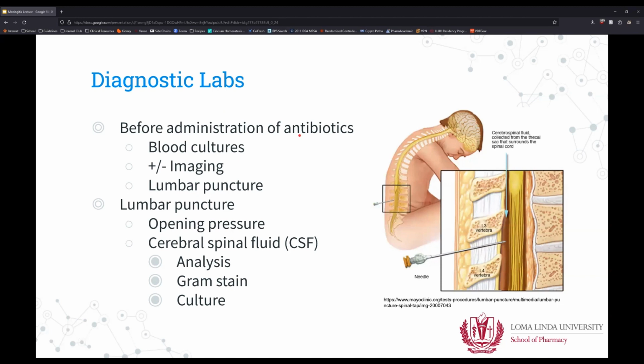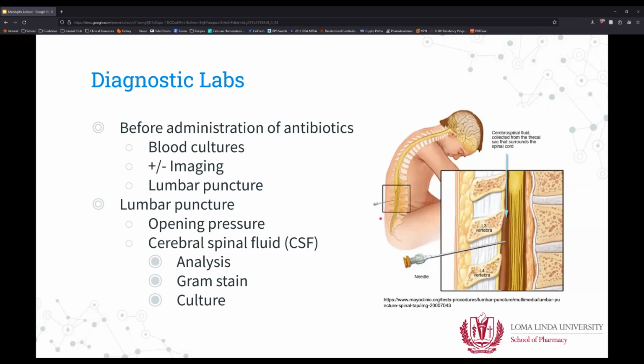So before we administer any antibiotics, what needs to be done is to get blood cultures. The reason why we need to get blood cultures before administration of antibiotics is to prevent the antibiotics from killing off any bacteria. Although it might not happen that fast, this is the way for us to guarantee what the patient was like before anything was done. In addition to this, imaging can be done, but not always. So this is a plus or minus thing. And then we need to do a lumbar puncture, or the team does.